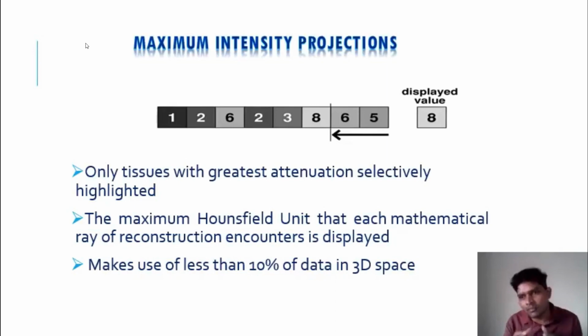So the maximum Hounsfield unit that each mathematical ray of reconstruction encodes is displayed, meaning only the maximum numbered value will be displayed in the image. So it makes use of less than 30% of the data in the 3D image, meaning whatever the maximum number is, only that data will be represented in the 3D space. Only 10% out of 100, the maximum numbers, will be used to create the image.